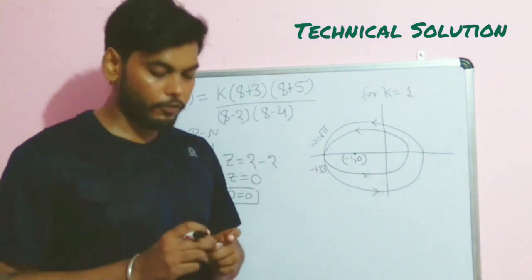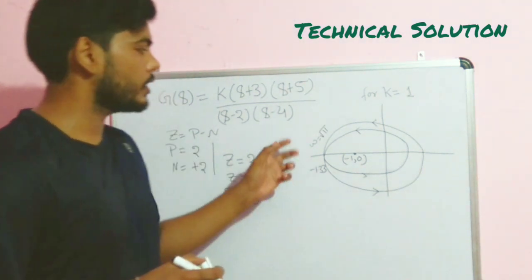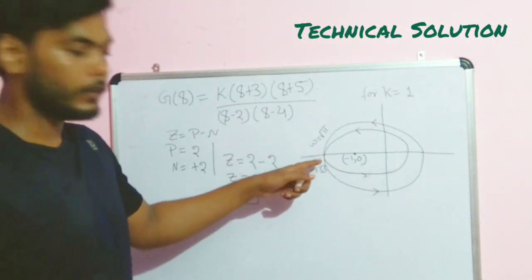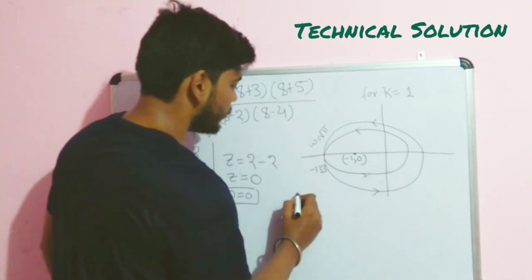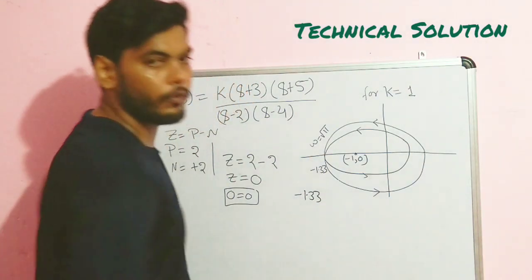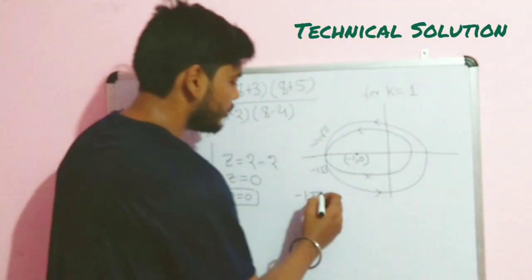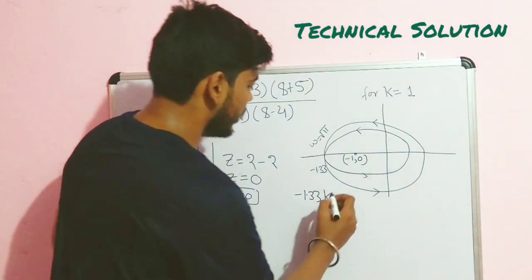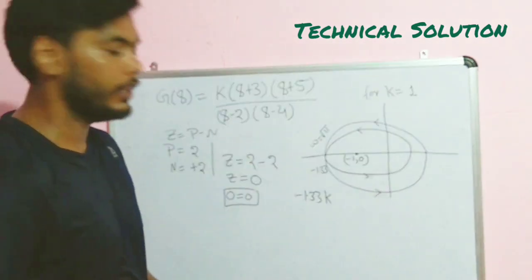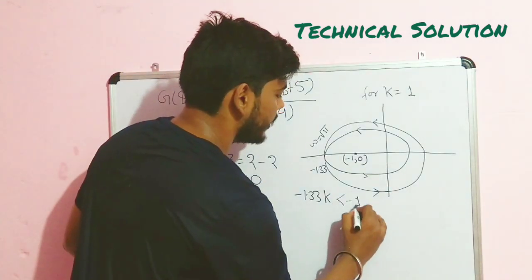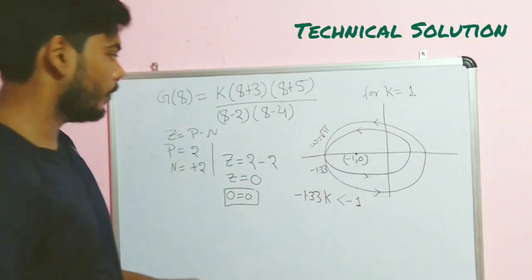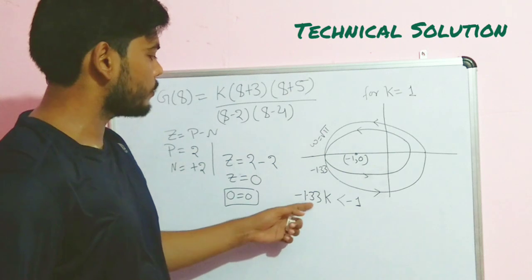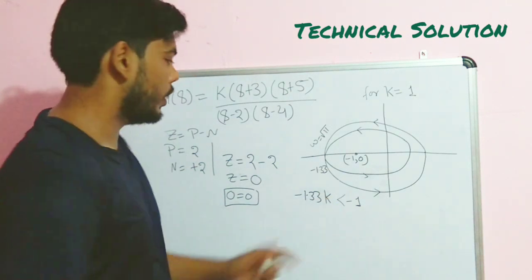In this question, we find the range of K for which the system is stable. At the intersect point, the value of magnitude is minus 1.33 for K equal to 1. For the range of K, the condition is minus 1.33 is less than minus 1. For the stability of the system, the condition is minus 1.33 times K is less than minus 1.